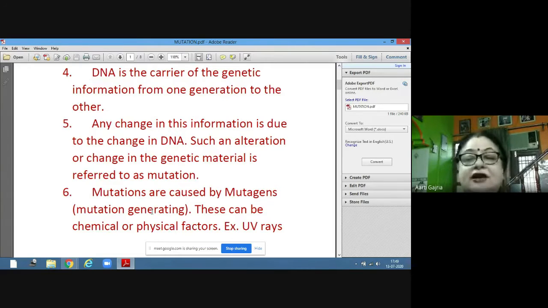That's why they are called mutagens. Mutagens means mutation generating. They can generate the mutation. They are capable of giving any change, any alteration in the genetic information, which is ultimately going to lead to the change in the phenotype.